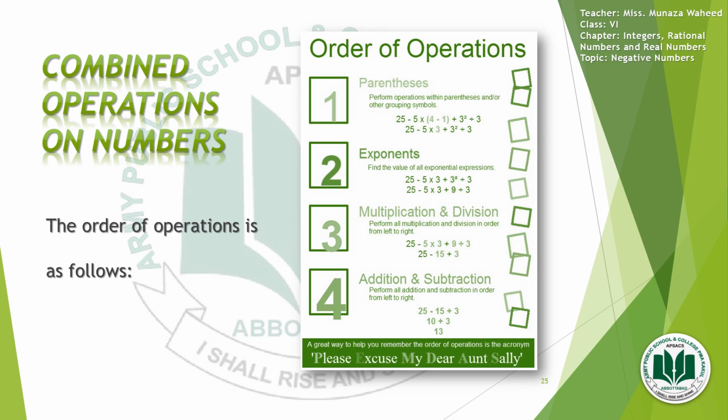Then we have to solve the exponents, which are also known as powers or indices. Find the value of all exponential expressions. Then comes multiplication and division. Perform all multiplication and division in order from left to right. And in the end, addition and subtraction come. Perform all addition and subtraction in order from left to right. And a great way to help you remember the order of operations is the acronym: Please Excuse My Dear Aunt Sally.